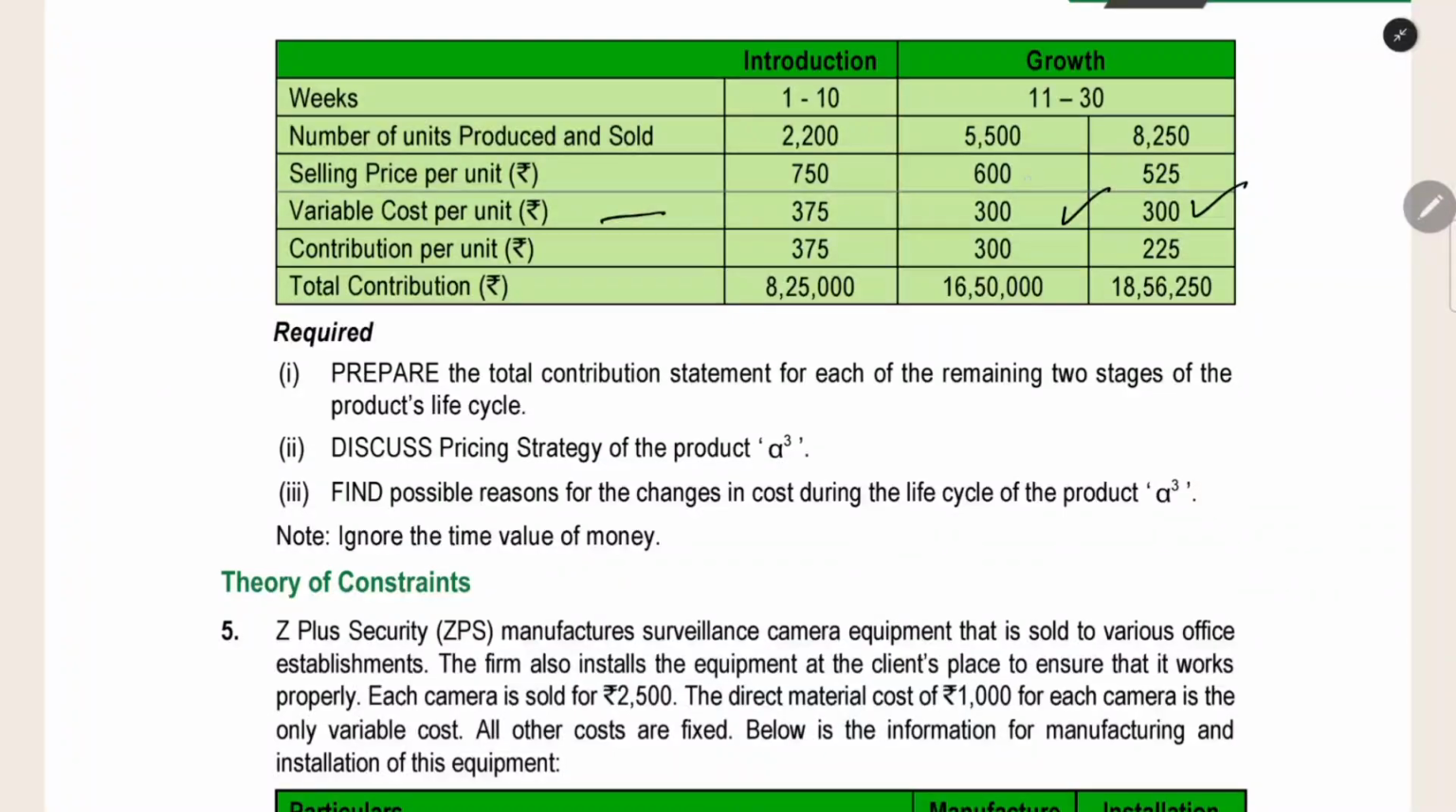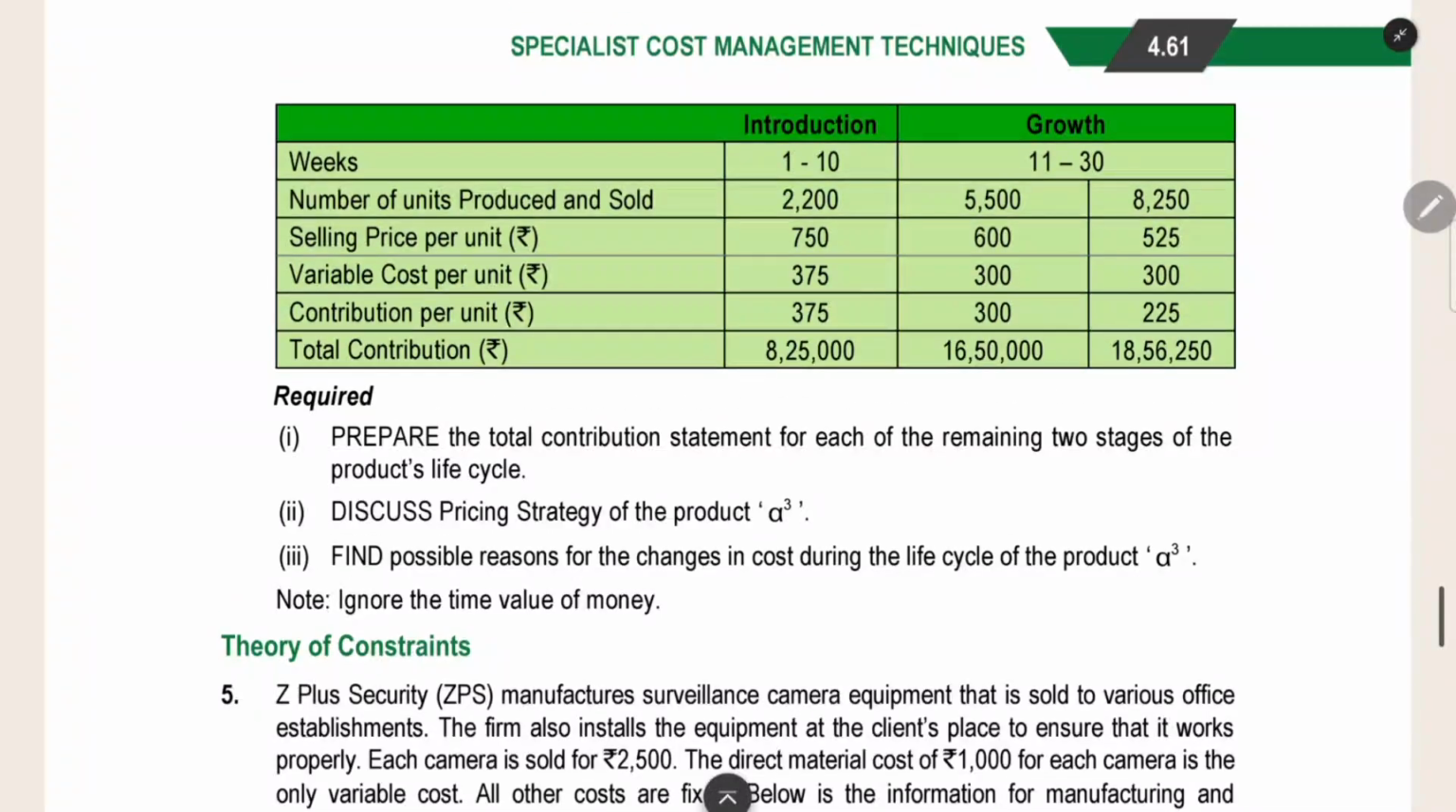Now, selling price less variable cost, you will get the contribution. Then total contribution is that this is the contribution per unit. Multiply the number of units, 2,200. You will get the 8,25,000 contribution. Same like that, you can calculate for growth stage also. This is how they have found out the values like 600, 525. How they are mapping with the tables. That is what I made you understood here.